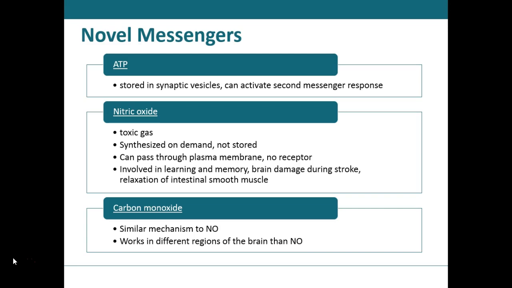Neurotransmitter release can be enhanced or blocked. Amphetamines promote the release of dopamine and norepinephrine. Botulism can cause paralysis by blocking the release of acetylcholine. If you don't release acetylcholine, then the muscles can't contract and it causes paralysis.